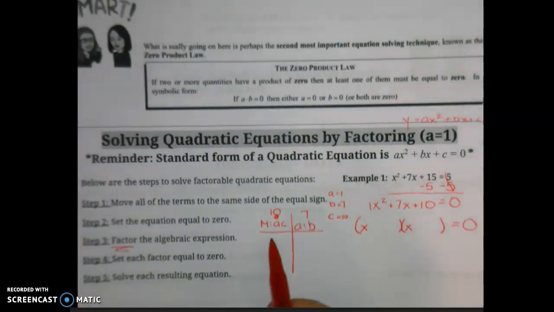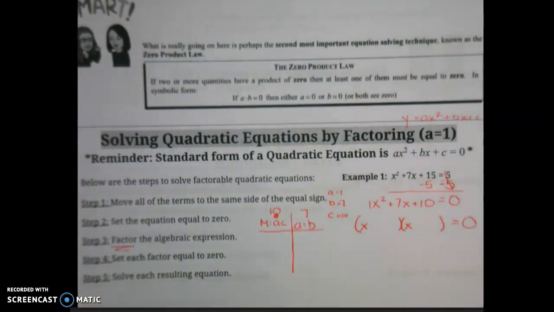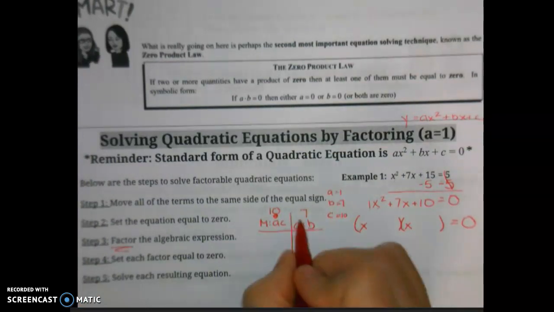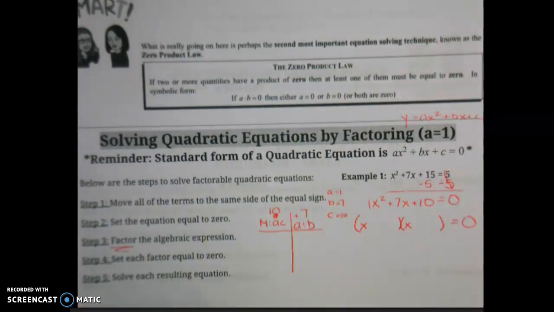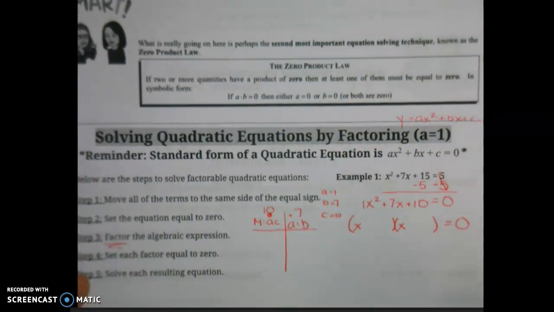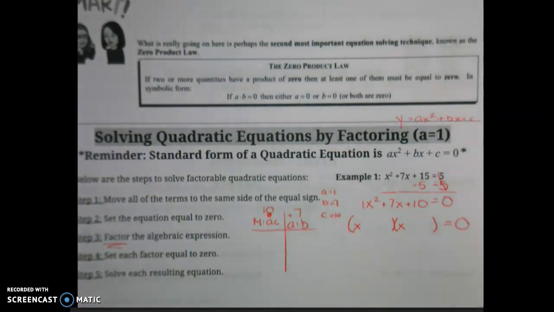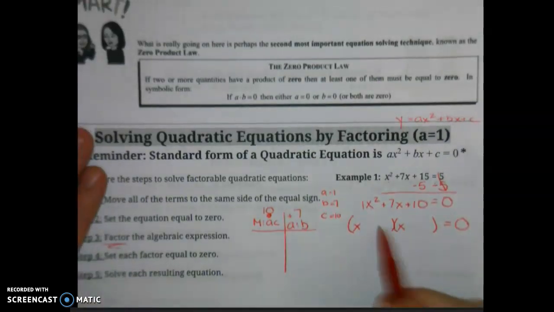Okay, so you're going to list your factors of 10. We're trying to come up with two numbers that multiply to 10 and add up to 7. If you're really good with your factors, you might know this pair without making a table. That's totally fine. You don't need the table for your work in order to get credit. So if you know the pair already, you can just put those two numbers here.